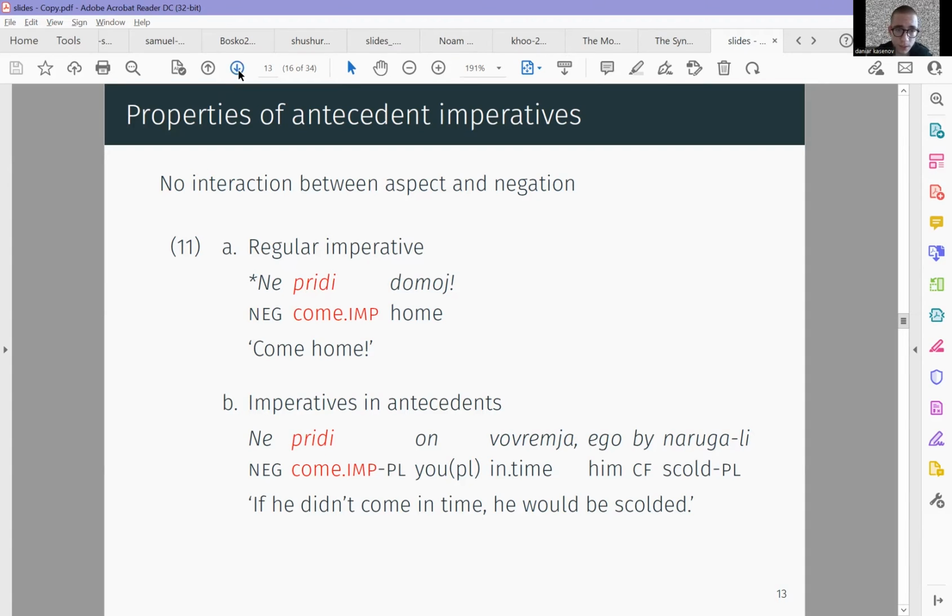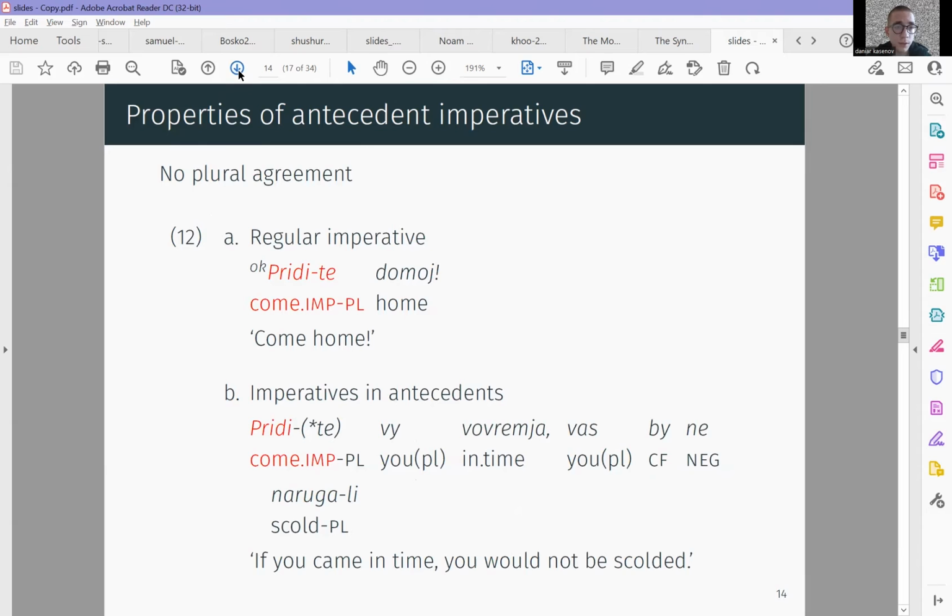Another important property, I think probably one of the most important, is that there is no plural agreement in antecedent imperatives. If you want to say come home to several people, you say придите домой, where te is the Russian second person plural agreement morpheme.